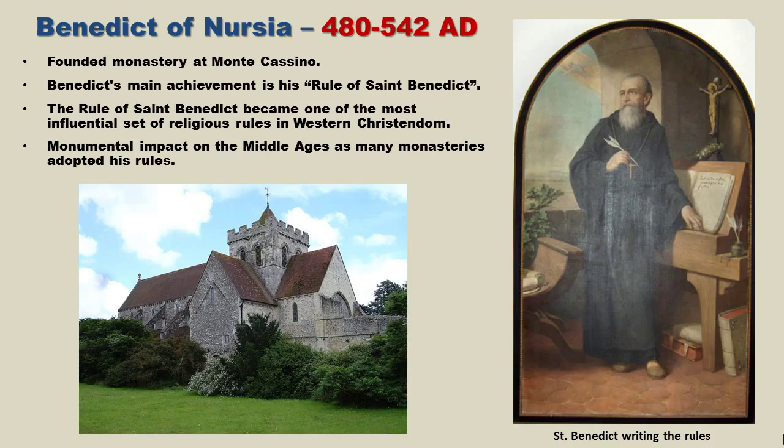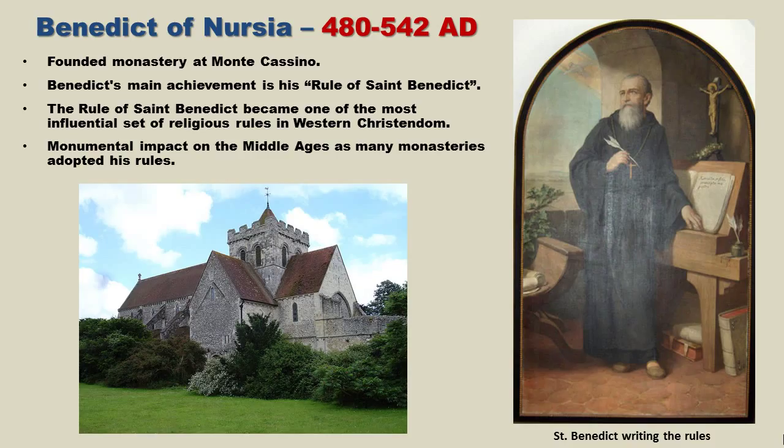Now, Benedict wrote down all of these rules, and it subsequently became known as the Rule of Saint Benedict, and that became one of the most influential sets of religious rules in the Western Church. And so other monasteries throughout Western Europe during the Middle Ages adopted the Rule of Saint Benedict. And so Benedict had a monumental impact on the Middle Ages, so much so that the early Middle Ages are often called the Benedictine centuries.